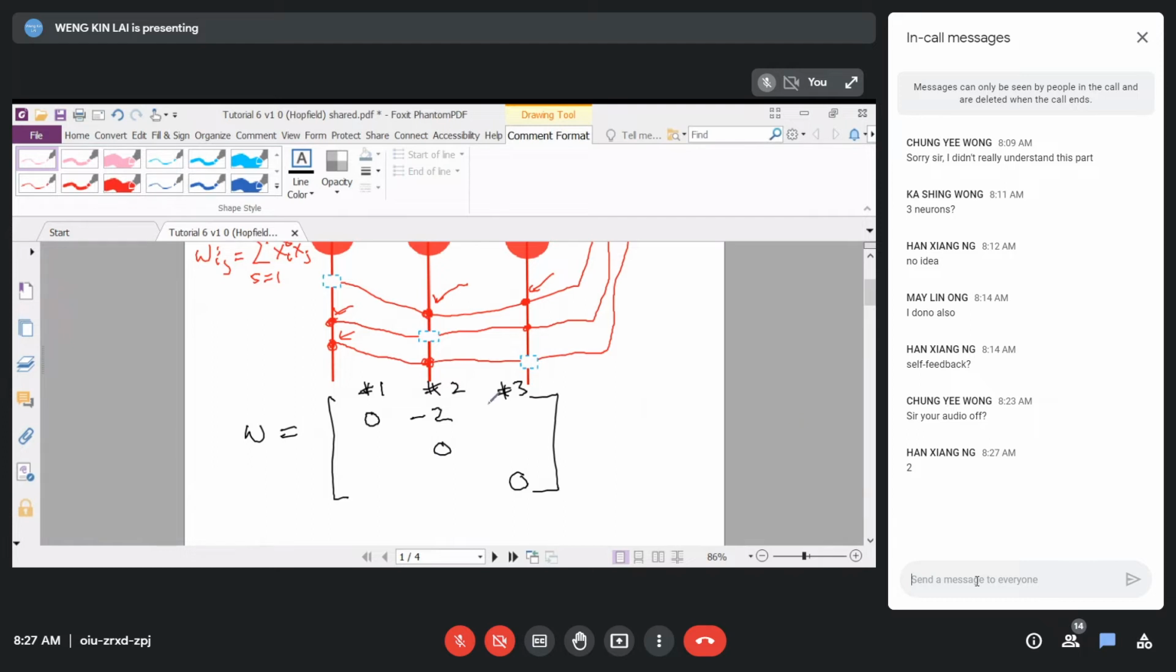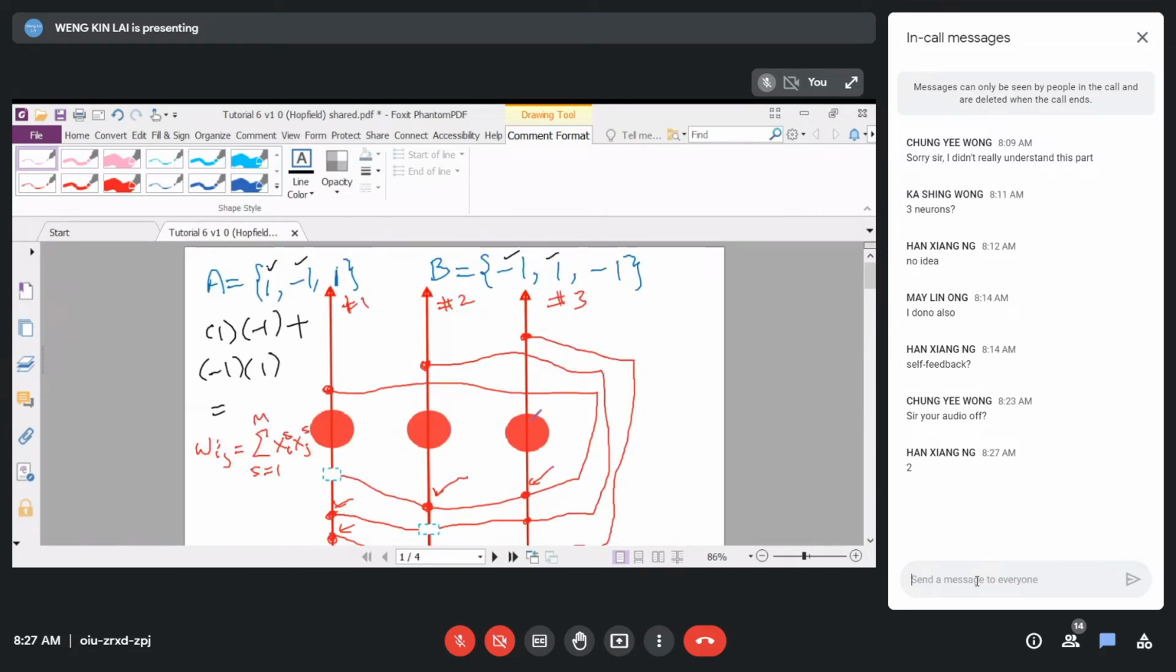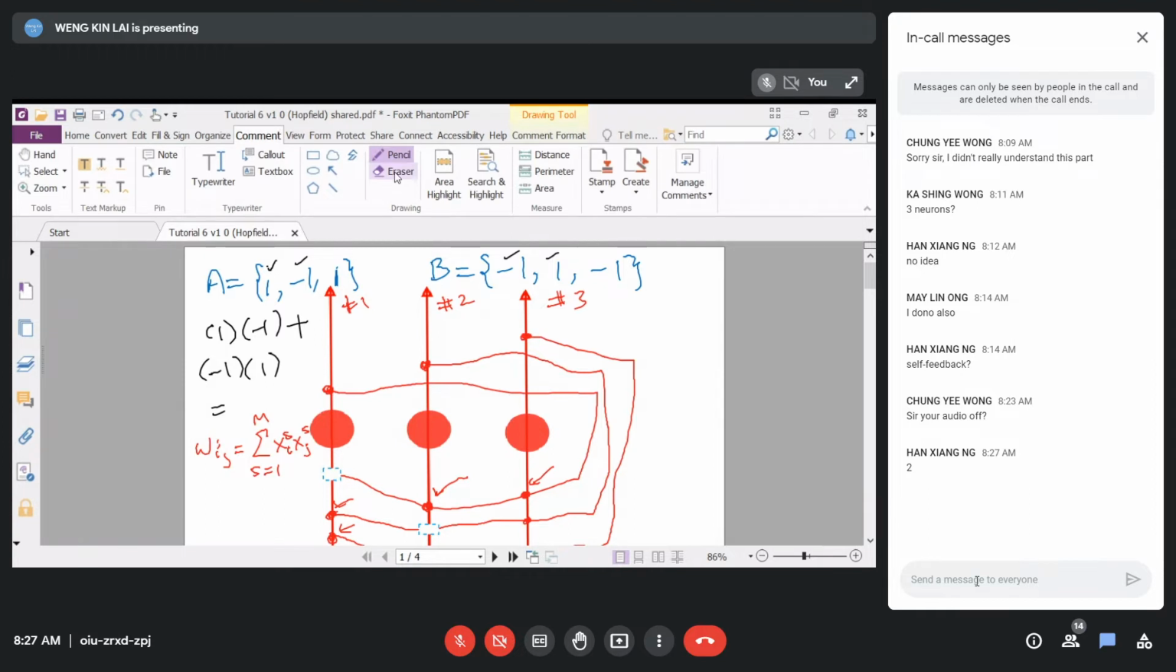Yeah, 2. So this is 2. So to be consistent, put a plus 2 there. 1, 1. Okay, correct. Let me just erase this. So that's the first step. First step, you have to calculate the weights, after you have figured out what your network looks like, the architecture, right?